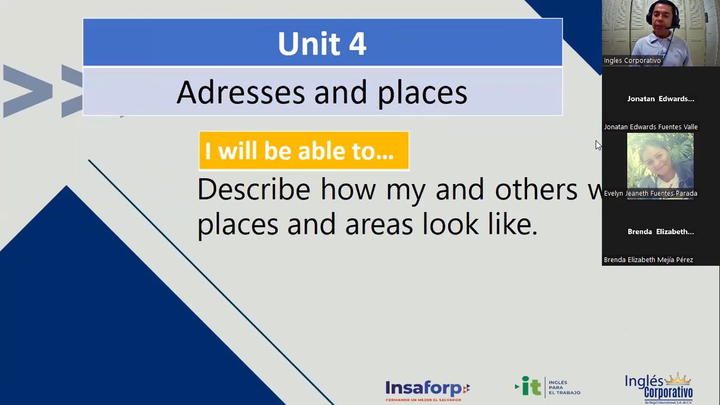The objective. What is the objective? Jonathan, can you read the objective for the class, please? Unit for address and place. I will be able to describe how many and other working place and address look like. Good. Thank you, Jonathan. So we're going to learn about the location of my company, right? And the other places around my company. Good.